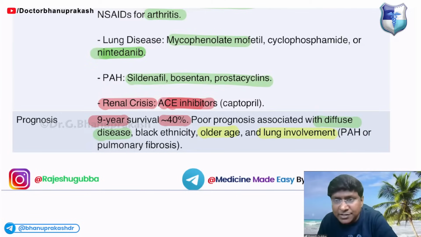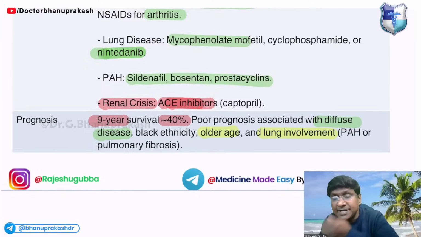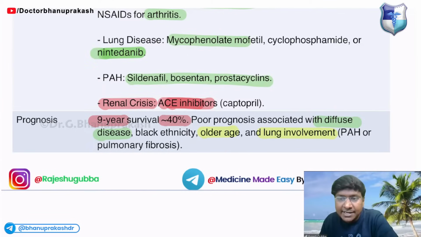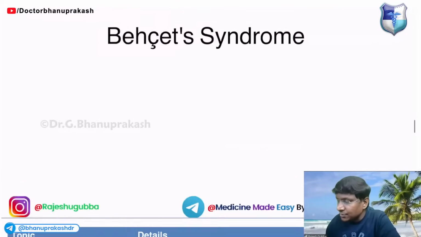Why is the drug of choice considered steroids? Because in the pathogenesis, what did we discuss? It is triggered by abnormal immune response. So you need to suppress the immune reactivity. So for that, you need to give the steroids. Okay. And how will be the prognosis? Poor prognosis, mainly in case of diffuse scleroderma. Done. So that is about the story related to scleroderma.